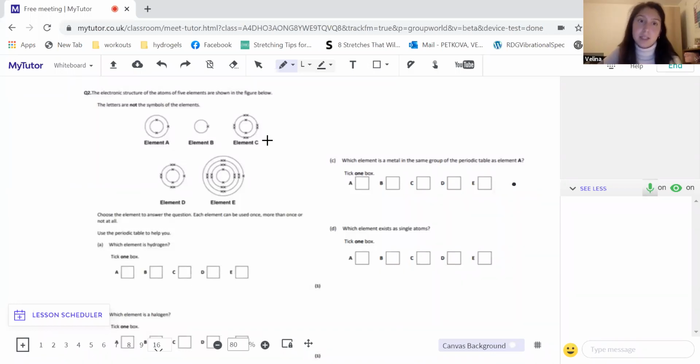Brilliant. Everyone who said D, amazing. Well done to you all. So if we just count out the outer electrons, that's 2, 4, 6, 7. Exactly what we want.